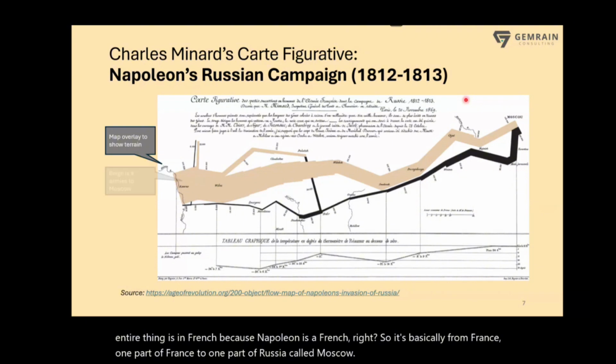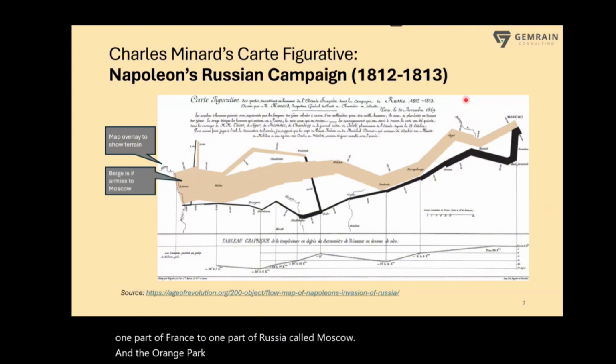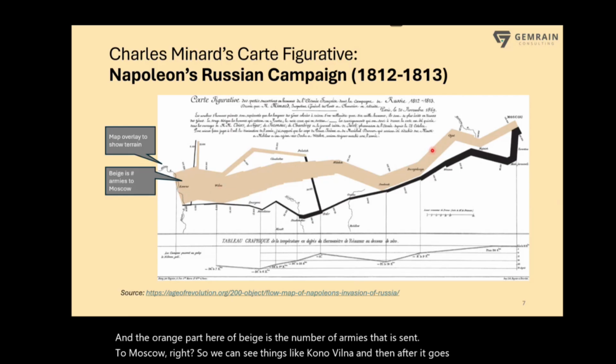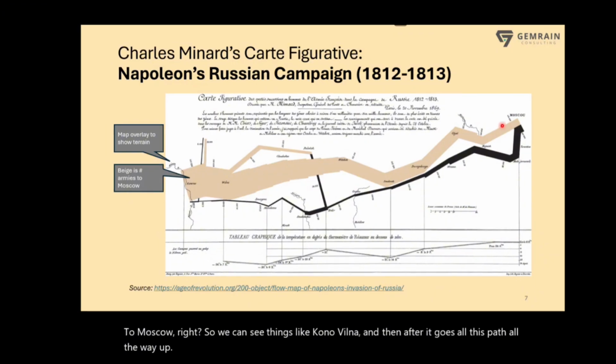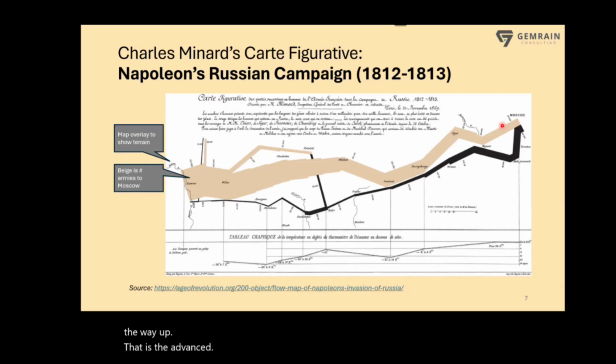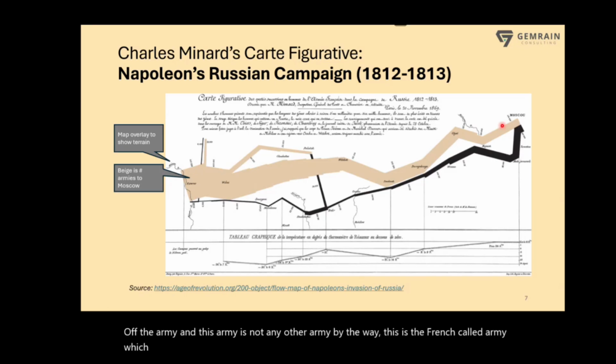And the orange, or beige, part here is the number of soldiers that were sent to Moscow, right? So we can see places like Kovno, Vilna, and then it goes all the way up. That is the advance of the army. And this army is not any other army, by the way. This is the French Grande Armée, which is basically Napoleon's biggest army force, to and fro, right?